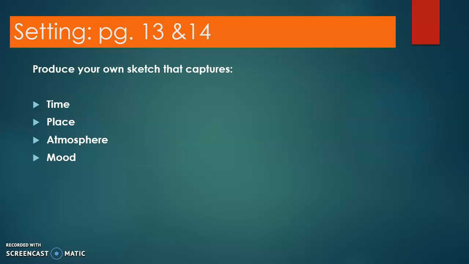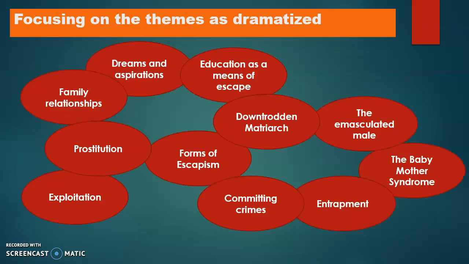For your homework, you were working on producing your own sketch, and we were using the notes at the beginning of the text, and you were encouraged to check out the time, the place, the atmosphere, the mood. How many days the play covers? I think it's probably 3. Check it out and see. And then I've captured some of the themes here for you. You might have some of them already, so all you'll do is see which ones you don't have.